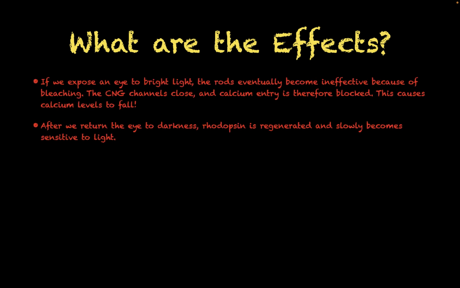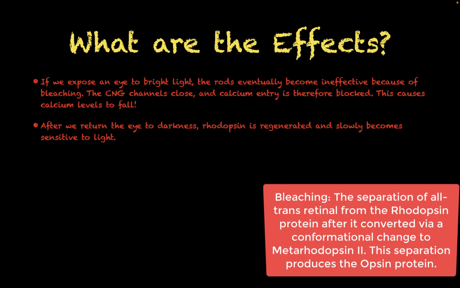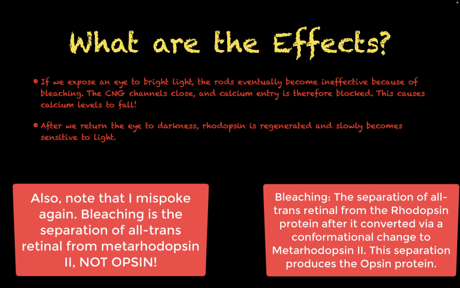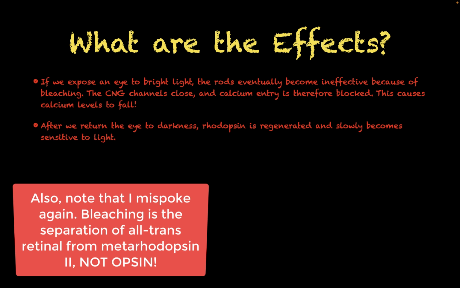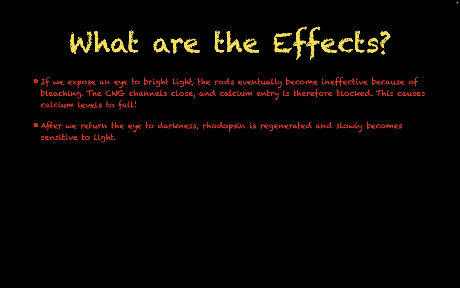So the first thing is that, remember, if we expose an eye to bright light, this is basically going to cause the rods to eventually become ineffective. And the reason why is because of bleaching. Remember that bleaching is the separation of all trans retinal from the opsin protein, which produces the opsin protein. So bleaching basically makes the protein unresponsive to light. So the CNG channels, remember, are going to close in response to bright light. The calcium entry is therefore going to be blocked, and this causes the calcium levels to fall.